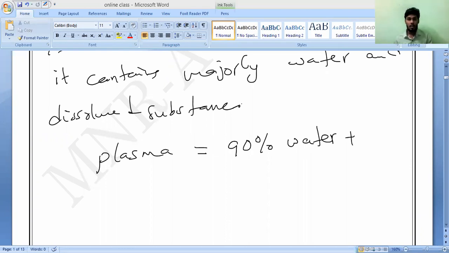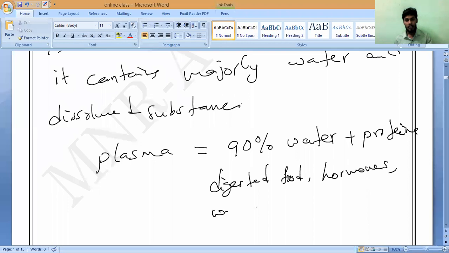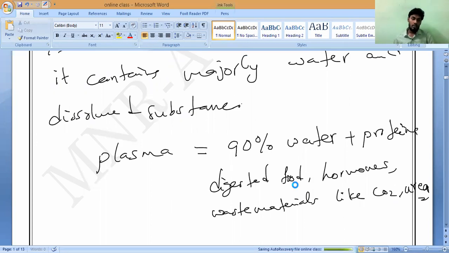So 90% water, and the remaining contains dissolved substances such as proteins, carbohydrates, digested food, hormones, waste materials like carbon dioxide and urea. Urea is produced in our body. Without dialysis, urea won't be filtered from the blood, as it is in our urine. So this is plasma.